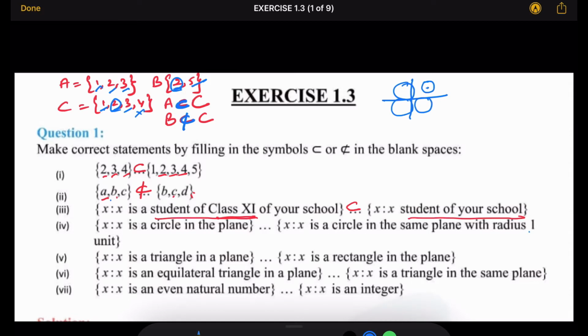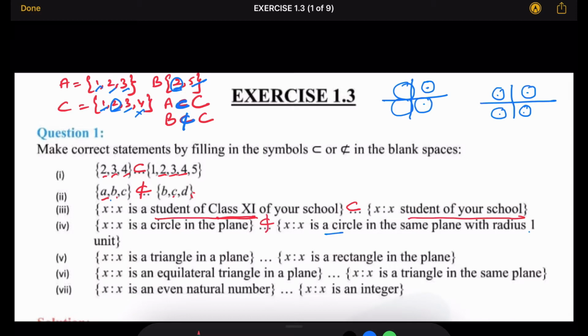Now when you are taking the second set, X such that X is a circle in the plane with radius only 1 unit, in this second set we have only circles of radius 1 unit wherever they are in the plane. So therefore this will definitely not be a subset of this set, because in this you can have bigger circles also. So therefore this is not a subset.